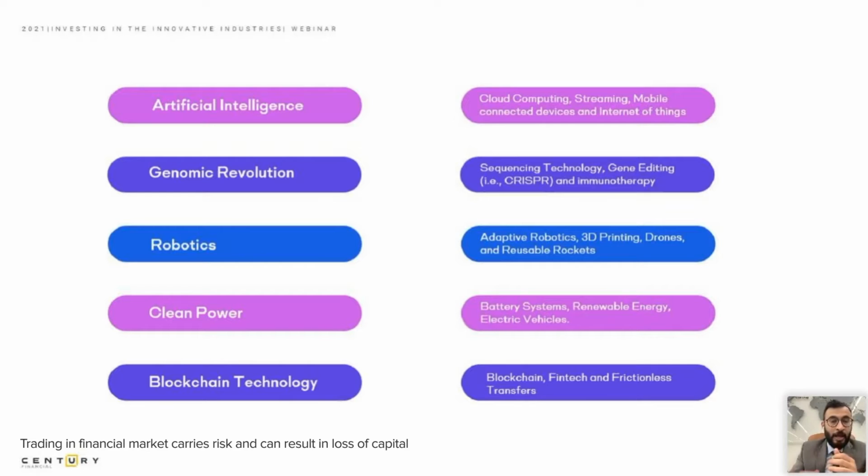Artificial intelligence. When we talk about a lot of learning systems, like the artificial intelligence based learning systems, it has the power to transform all sectors in the economy.